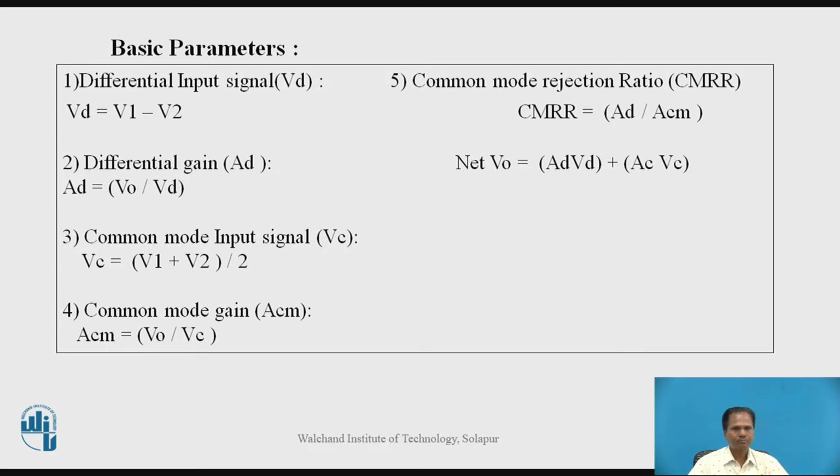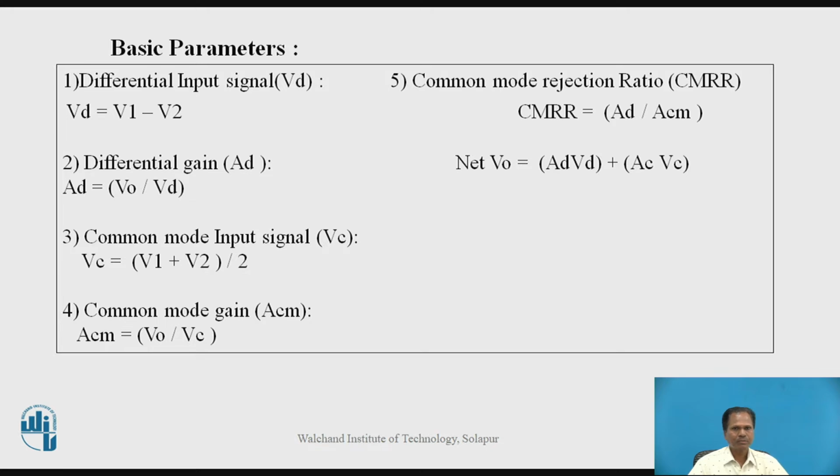So for common mode input signal, the differential amplifier should provide very less output voltage. As far as differential input signal is concerned, it should provide maximum output voltage. The next parameter is common mode rejection ratio. So common mode rejection ratio, designated as CMRR, it is a ratio of differential gain AD to common mode gain ACM. So it is a figure of merit of differential amplifier.